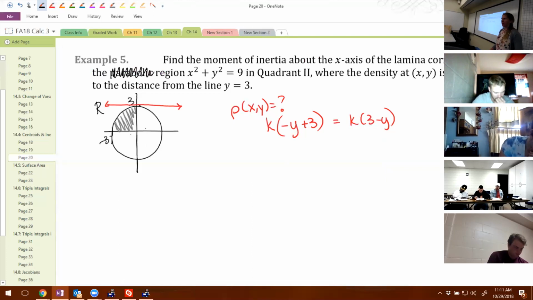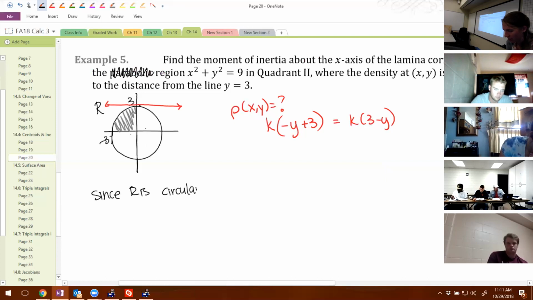Polar coordinates, or leave it as rectangular? Polar. Why polar? You could leave it rectangular, and it is doable that way. It's just going to be a lot more work. So yeah, I think polar coordinates are definitely going to be easier because of the shape of this region. So I'll note that since R is circular, let's use polar coordinates.